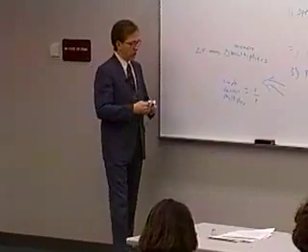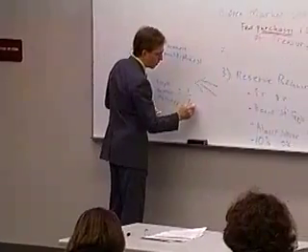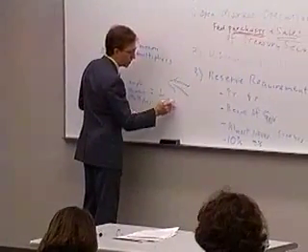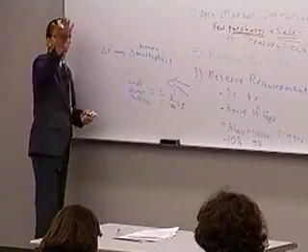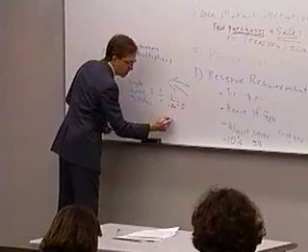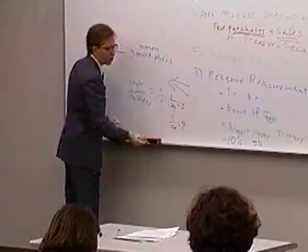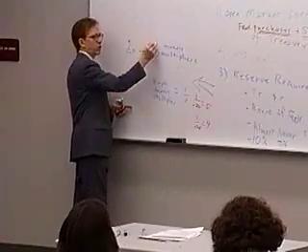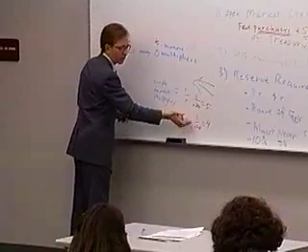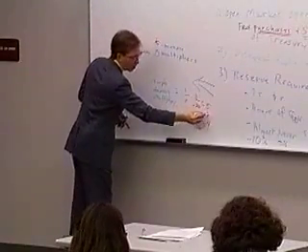Using that 1 over R, let's say that the required reserve ratio is 20%, then the multiplier is 5. If the required reserve ratio is increased from 20 to 25%, this multiplier becomes 4. So an increase in the required reserve ratio means a decrease in the money multiplier. From 20% to 25%, a higher required reserve ratio, a lower multiplier.